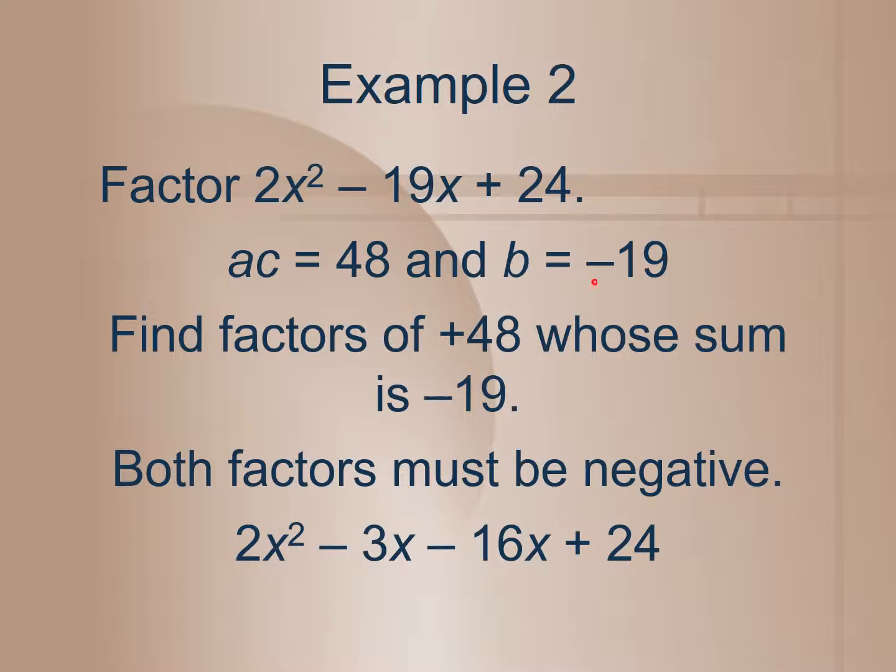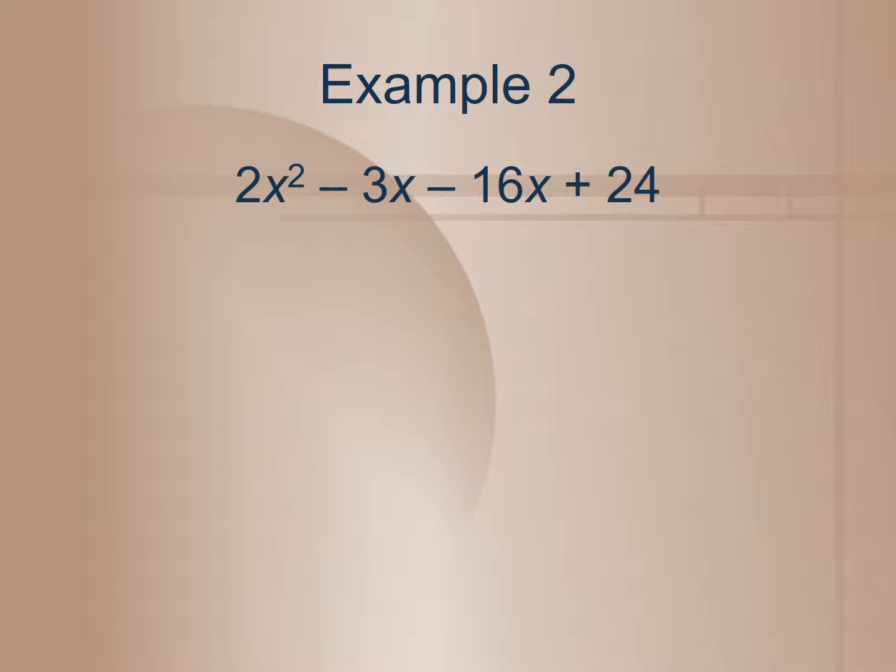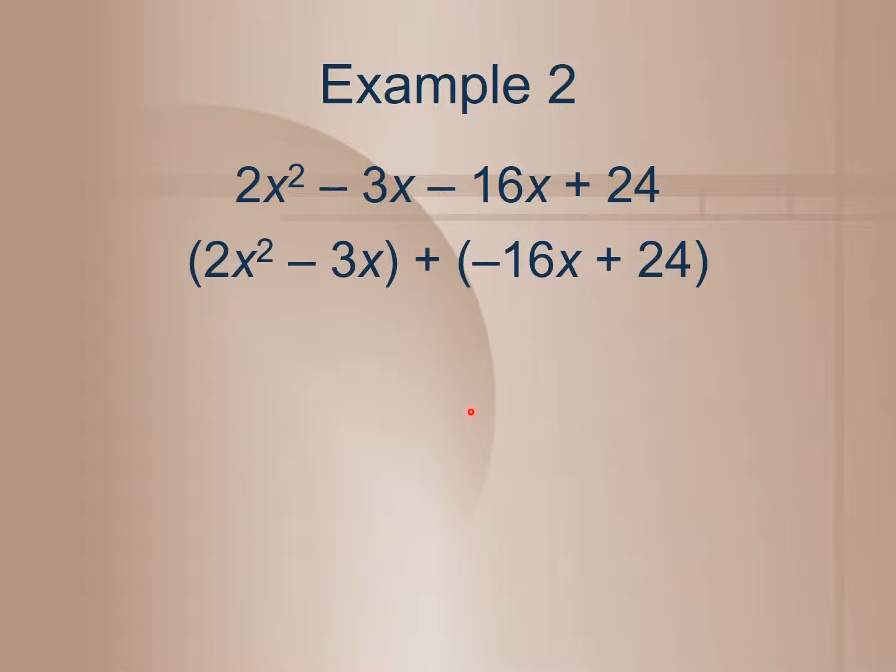So now I rewrite that middle term as a sum of those factors. Remember, we said those factors were negative 3 and negative 16. So I'm going to rewrite negative 19x as negative 3x minus 16x. That's all I did, I rewrote that with my factors. And now that I have a 4-term polynomial, I'm going to create 2 groups. My first group has the first 2 terms, and my second group has the last 2 terms. Notice that I'm adding them together, and that subtraction just becomes the negative in that first term.